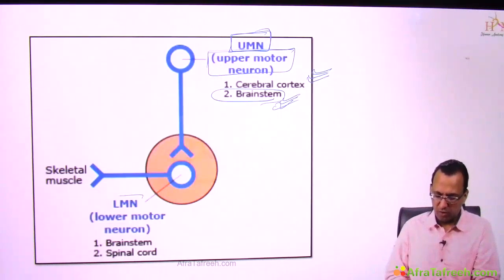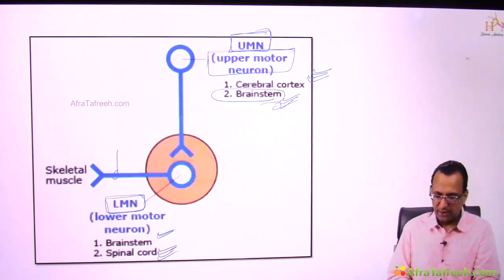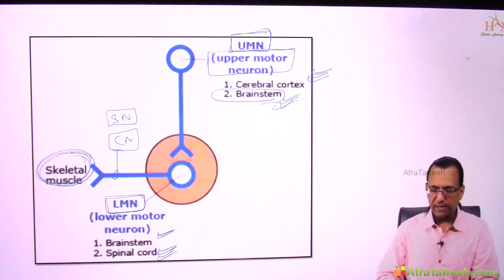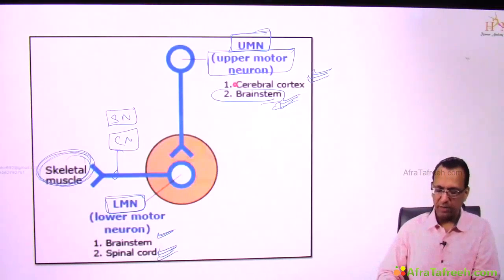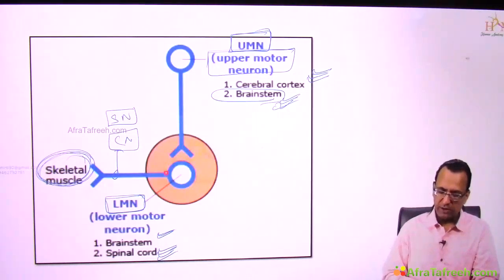So where is the lower motor neuron? Lower motor neurons are in the brainstem and the spinal cord. The brainstem will give you cranial nerves and control skeletal muscles. The spinal cord will give you spinal nerves and control the skeletal muscles. So you are saying there is some upper motor neuron in the cerebrum which is controlling the lower motor neuron in the spinal cord and brainstem? Yes. And which themselves are controlling skeletal muscles, maybe through the cranial nerve or spinal nerve?